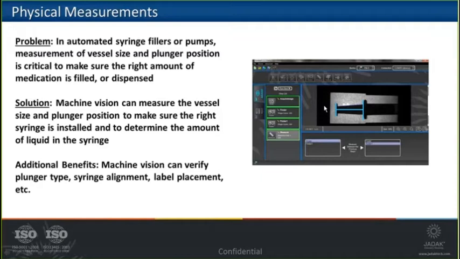So that's one of the areas in the medical world where we use those actual physical measurements that I talked about previously. By the way, a lot of these graphics you're seeing are from some machine vision software that JADAK has that we use to develop our machine vision algorithms. I'm going to go through that a bit later with a demo.